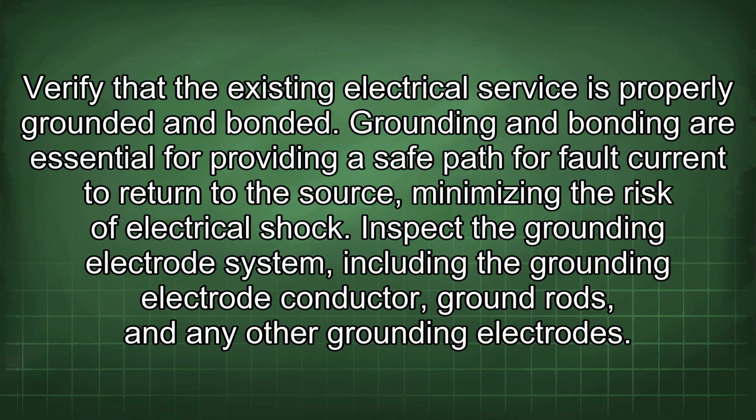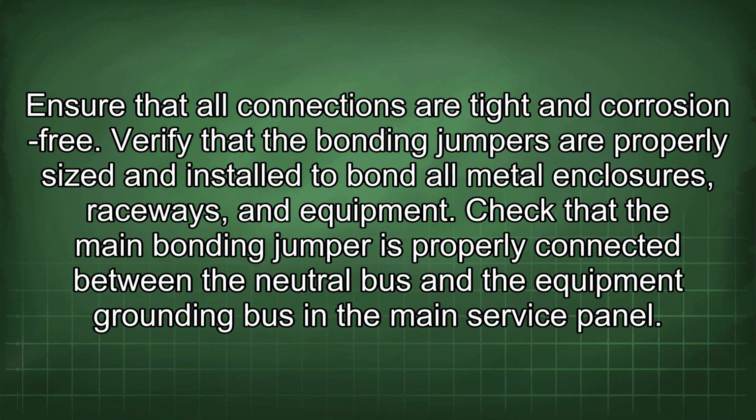Verify that the existing electrical service is properly grounded and bonded. Grounding and bonding are essential for providing a safe path for fault current to return to the source, minimizing the risk of electrical shock. Inspect the grounding electrode system, including the grounding electrode conductor, ground rods, and any other grounding electrodes. Ensure that all connections are tight and corrosion-free. Verify that the bonding jumpers are properly sized and installed to bond all metal enclosures, raceways, and equipment.